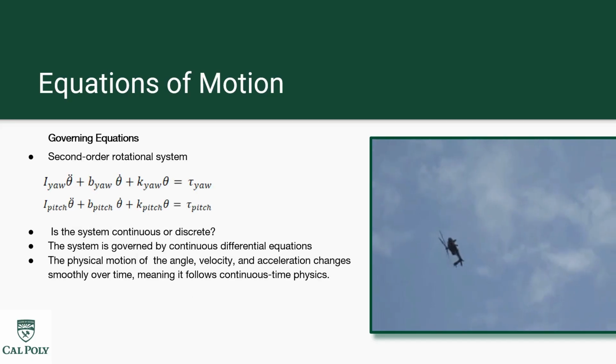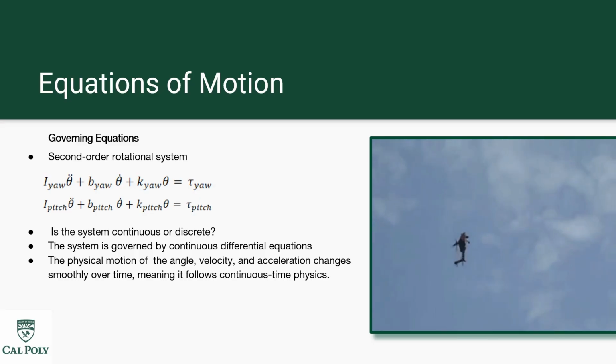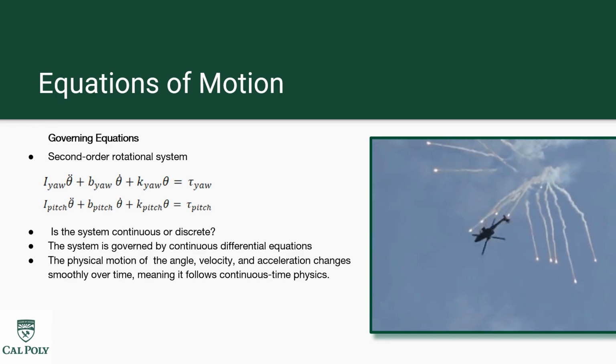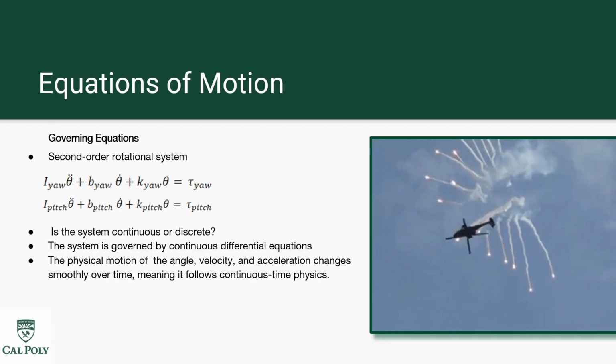The equations of motion describe how the turret rotates in yaw and pitch when torque is applied. Each equation has inertial, damping, and stiffness terms, just like a second-order system from homework 7. A turret angle's velocity and acceleration all work together to define its motion, so it behaves exactly like a classic second-order rotational system. And because the turret angles change smoothly over time, its motion is fundamentally continuous. So in our analysis, we treat the turret as a continuous-time dynamic system.